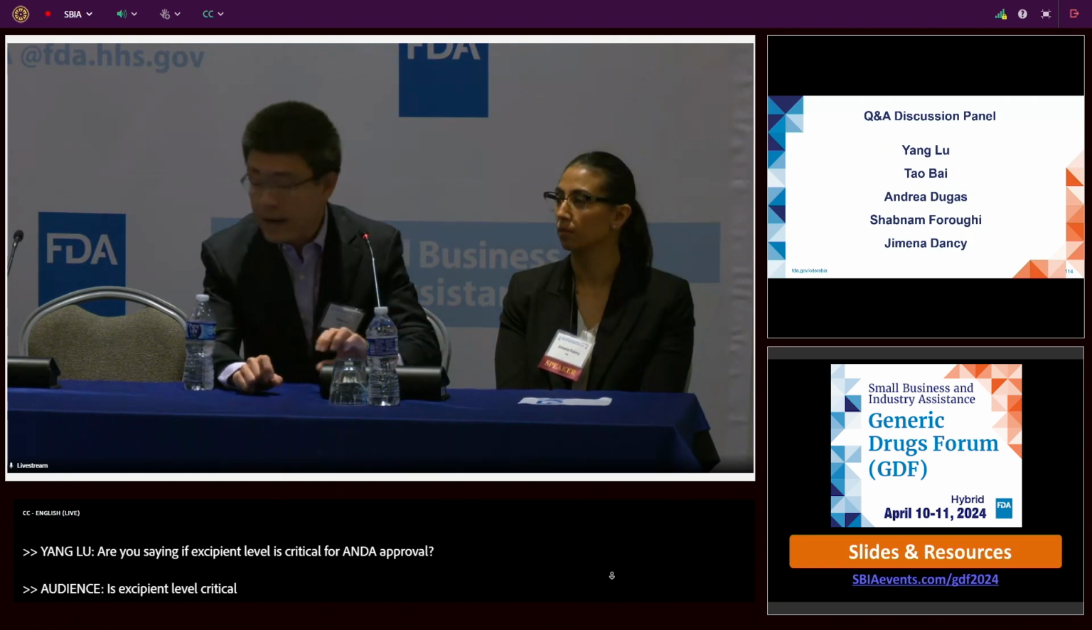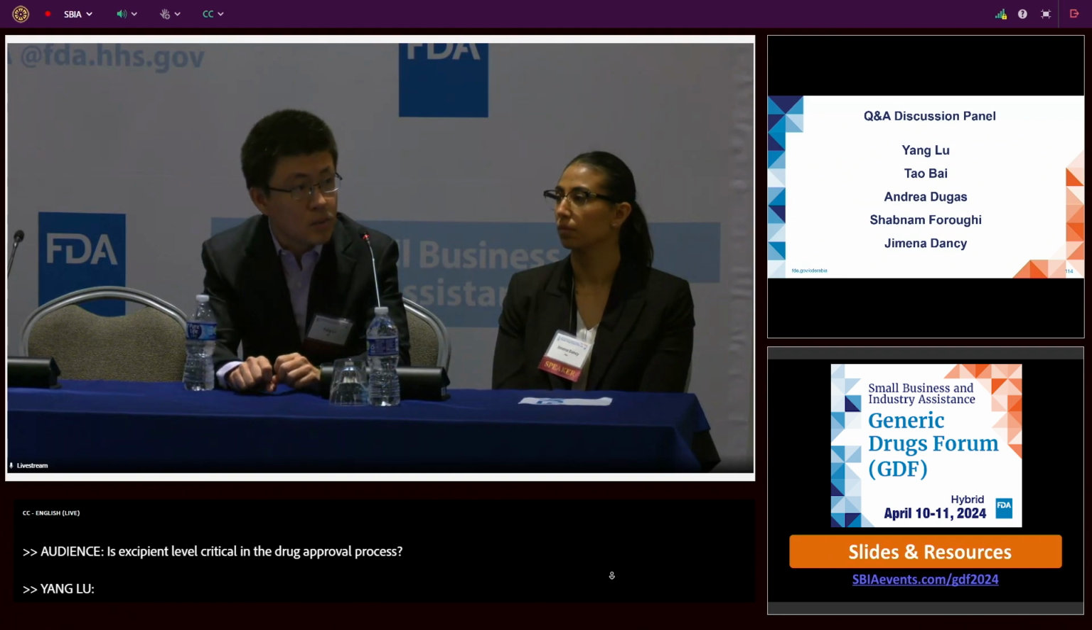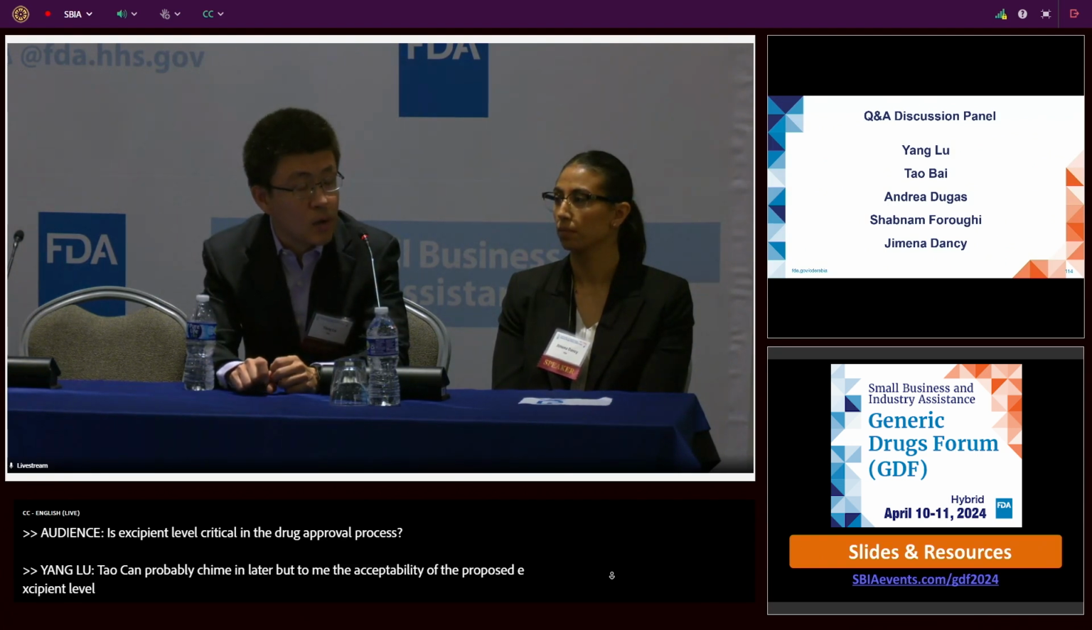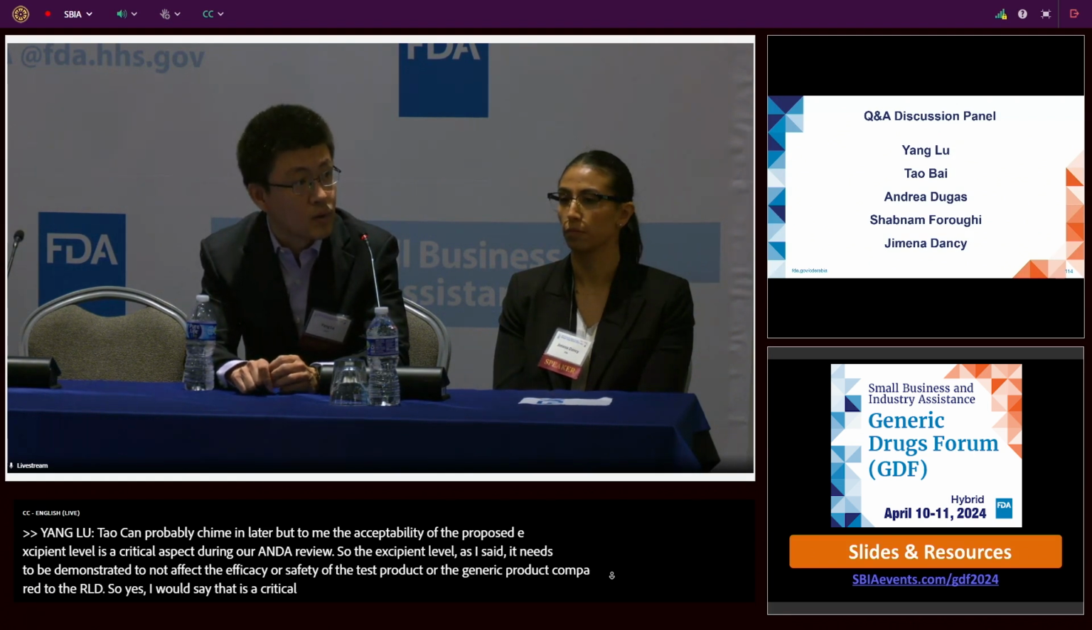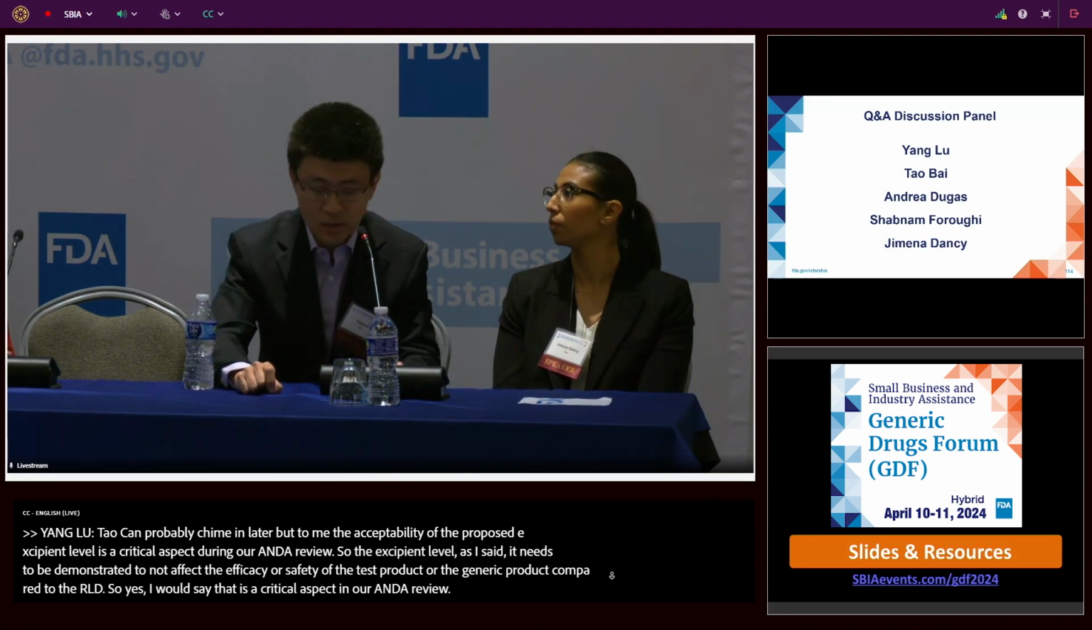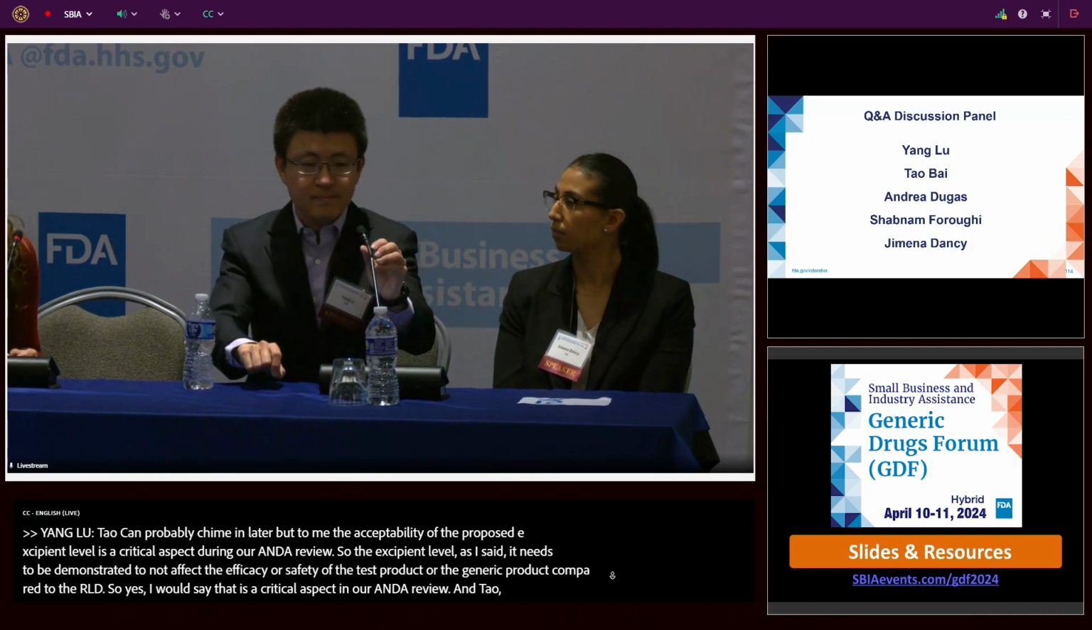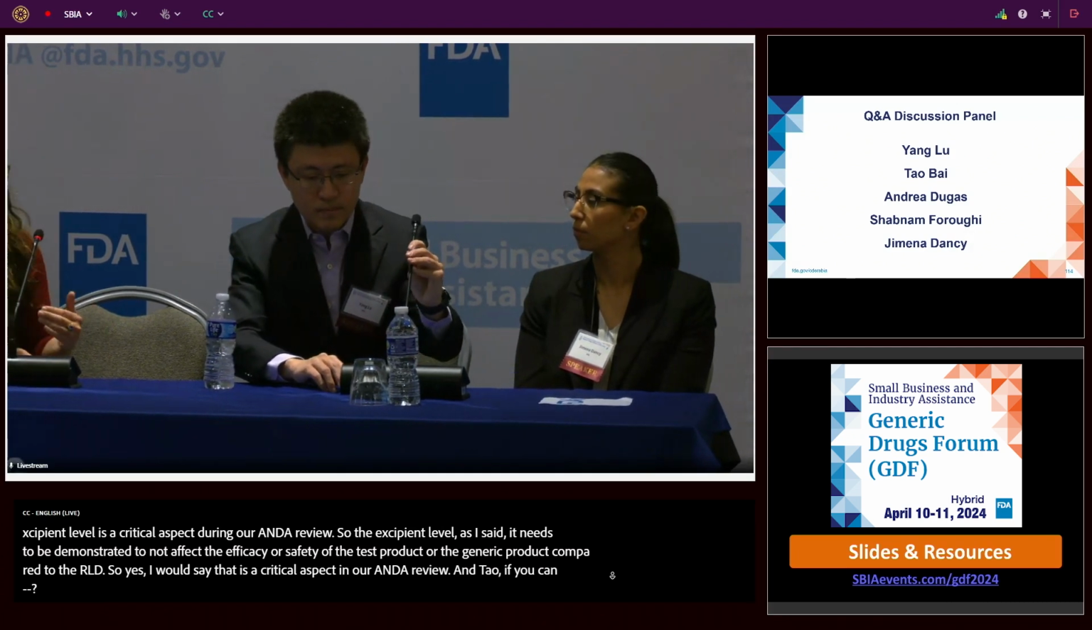So, Tao can probably chime in later, but to me, the acceptability of a proposed excipient level is a critical aspect during our ANDA review. The excipient level, as I said, needs to be demonstrated to not affect the efficacy or the safety of the test product or generic product compared to the RLD. So yes, I would say that is a critical aspect in our ANDA review. And Tao, if you can. Sure, I would say everything that we require you to submit is critical.